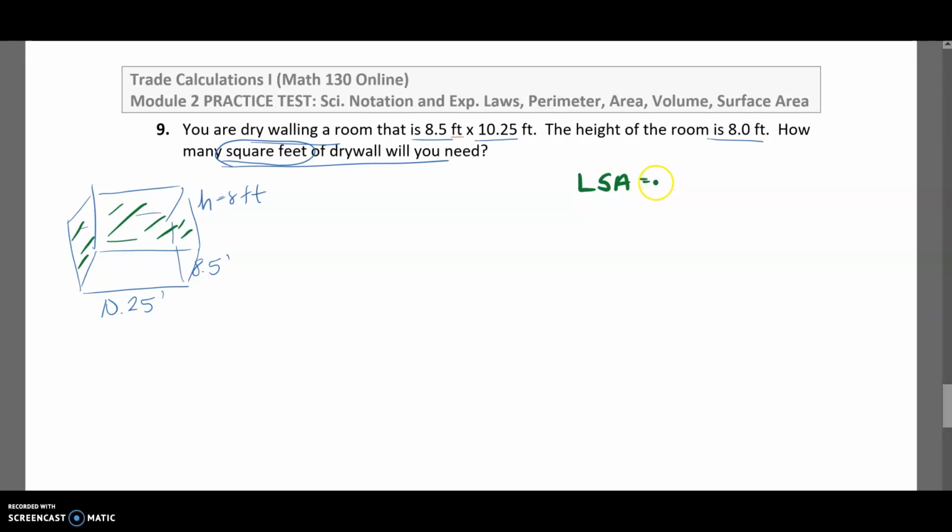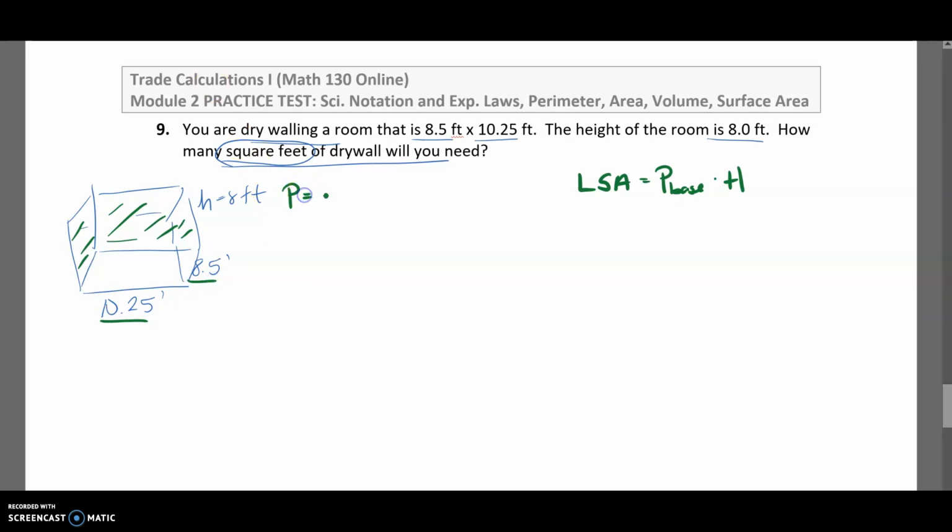The formula for lateral surface area is the perimeter of the base times the height. So again, I'm finding lateral surface area to get the area of the sides of this rectangular prism, since I'm not drywalling the floor or the ceiling right now. And I can start by calculating the perimeter of the base, knowing my length and my width.